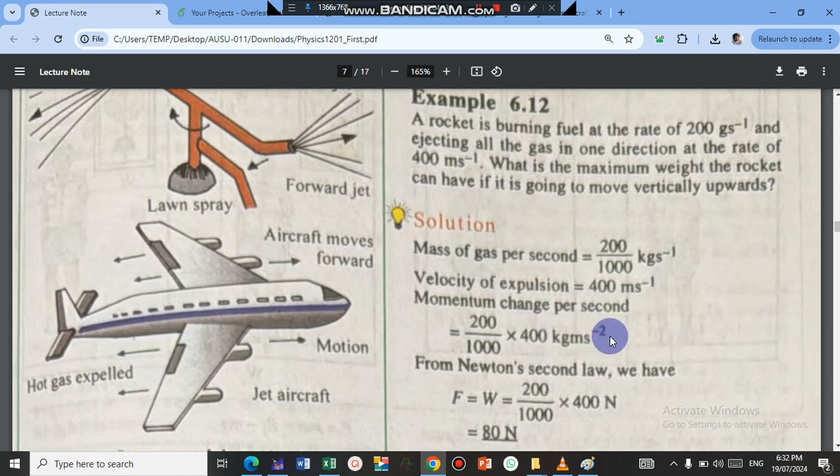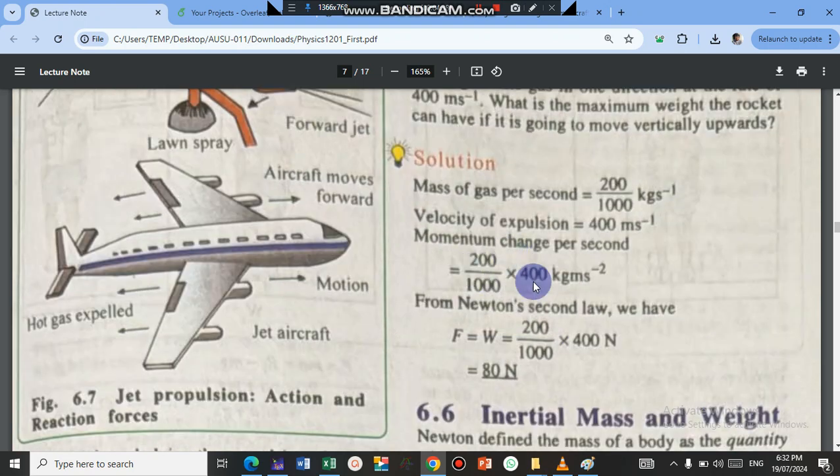Now, change in momentum per second, according to Newton's second law of motion, means the rate of change of momentum, and the rate of change of momentum is the force. So from Newton's second law, the force is equal to this change in momentum per second. That is why the force required equals the weight that you are asked to get here. Take the same thing here and put it here, change this one to Newton. This times this divided by this will give you 80 Newton. As simple as that.